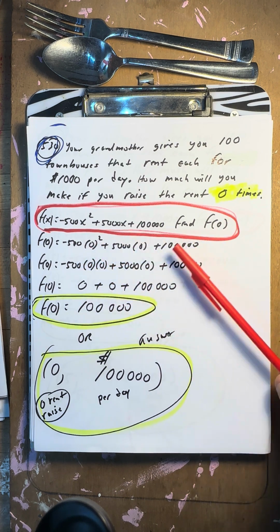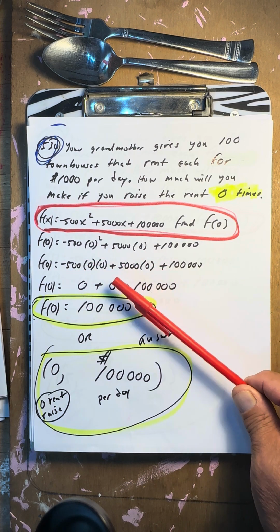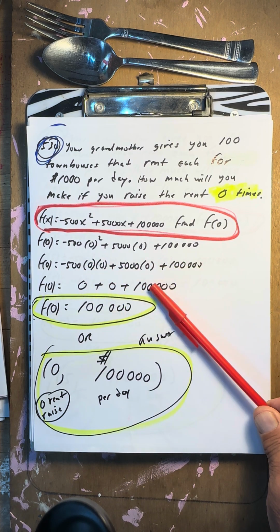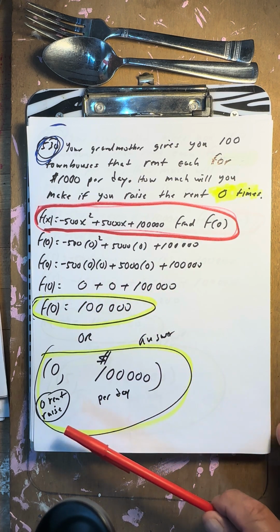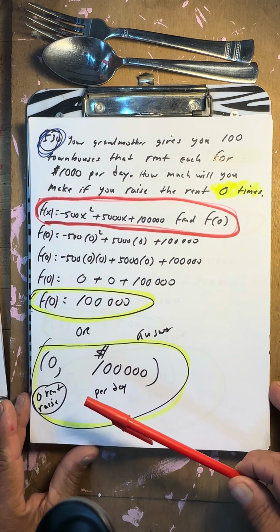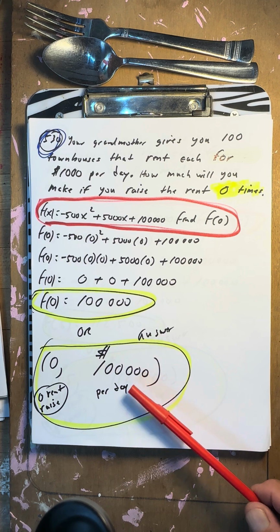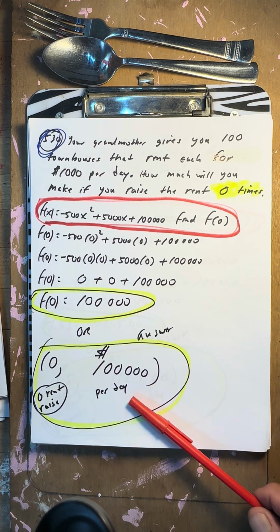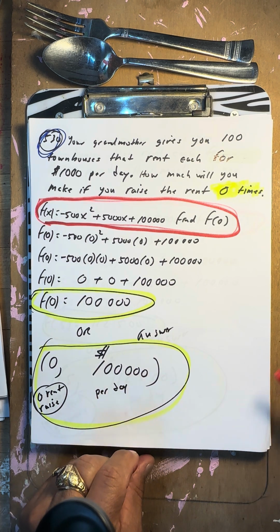Put a 0. Put a 0. See what happens. 0 times 0, 0 times that, 0. 0 times that, 0. Plus 100,000. There it is. So now add all those together. You get 100,000. So if you don't raise the rent, leave it like it is, these 100 townhouses at $1,000 each, you will make $100,000 per day, every day from now on. I guess that's okay, but you want more.